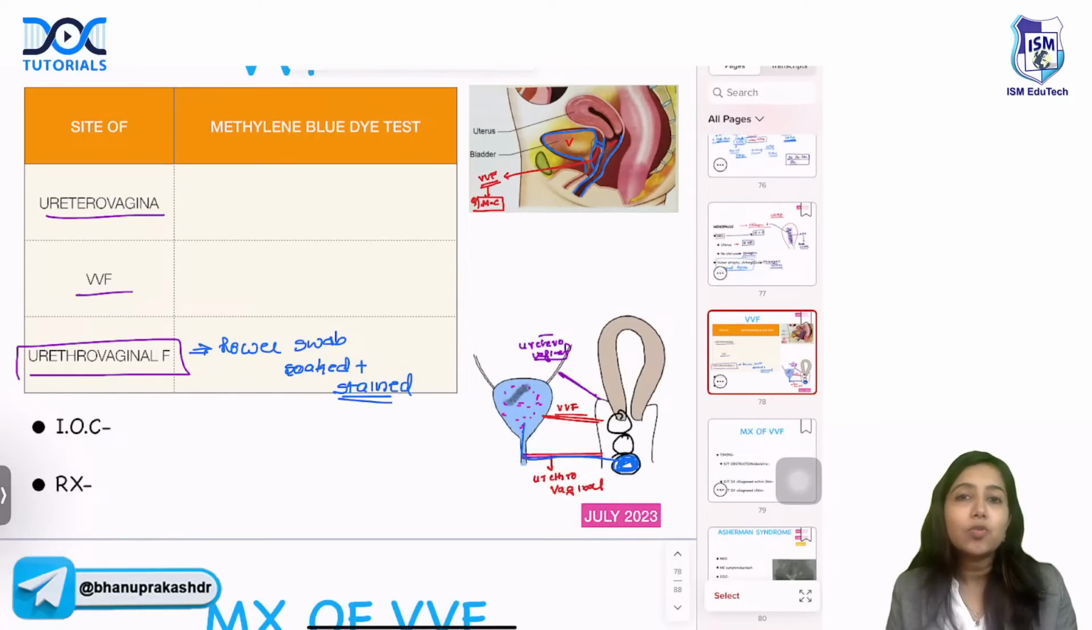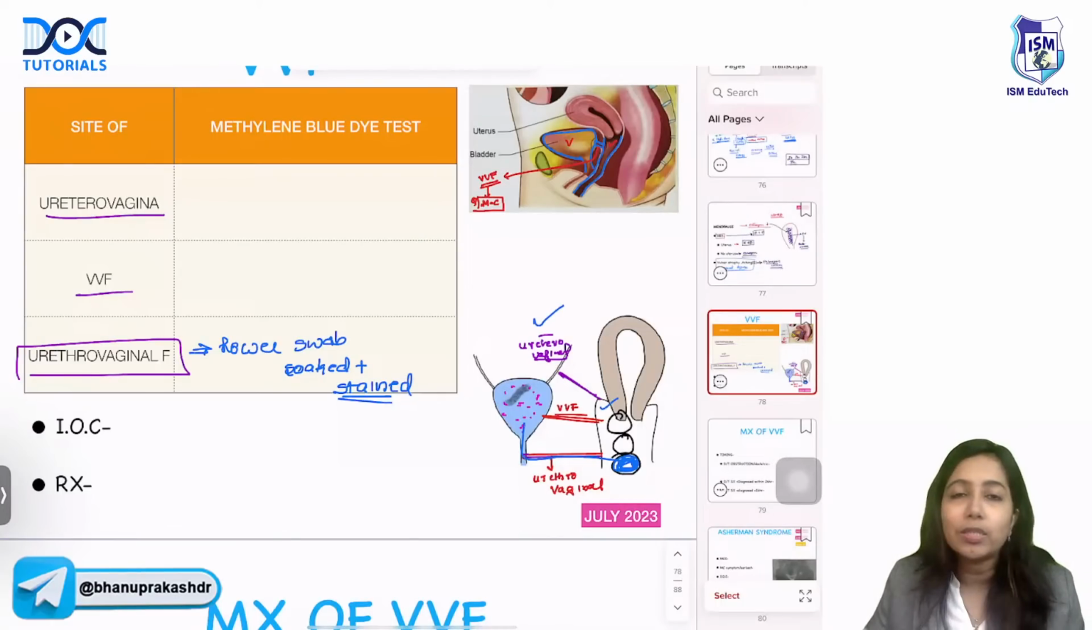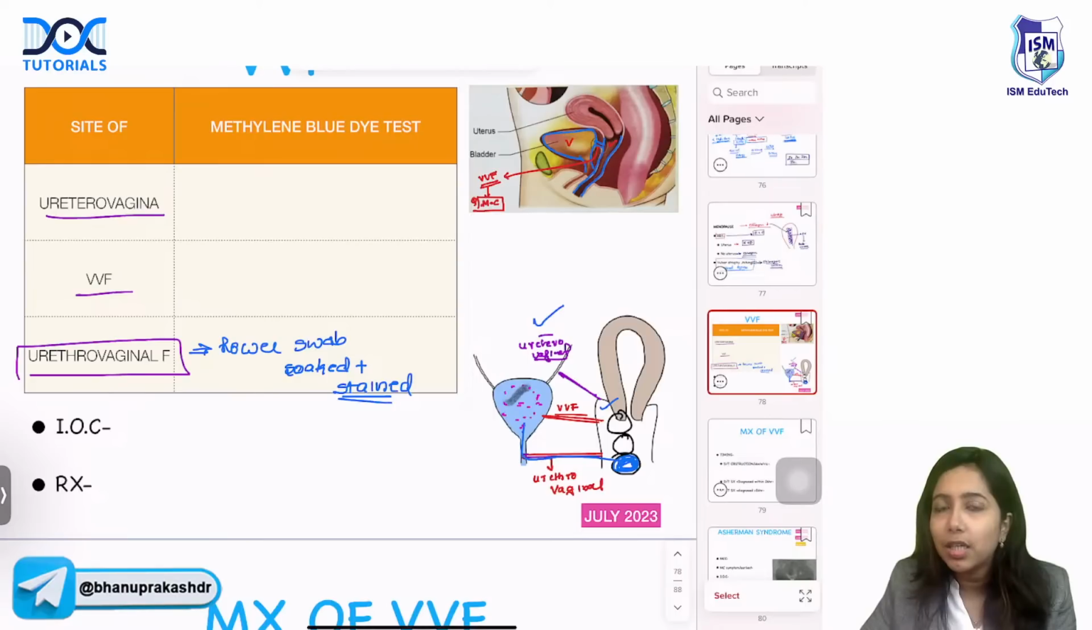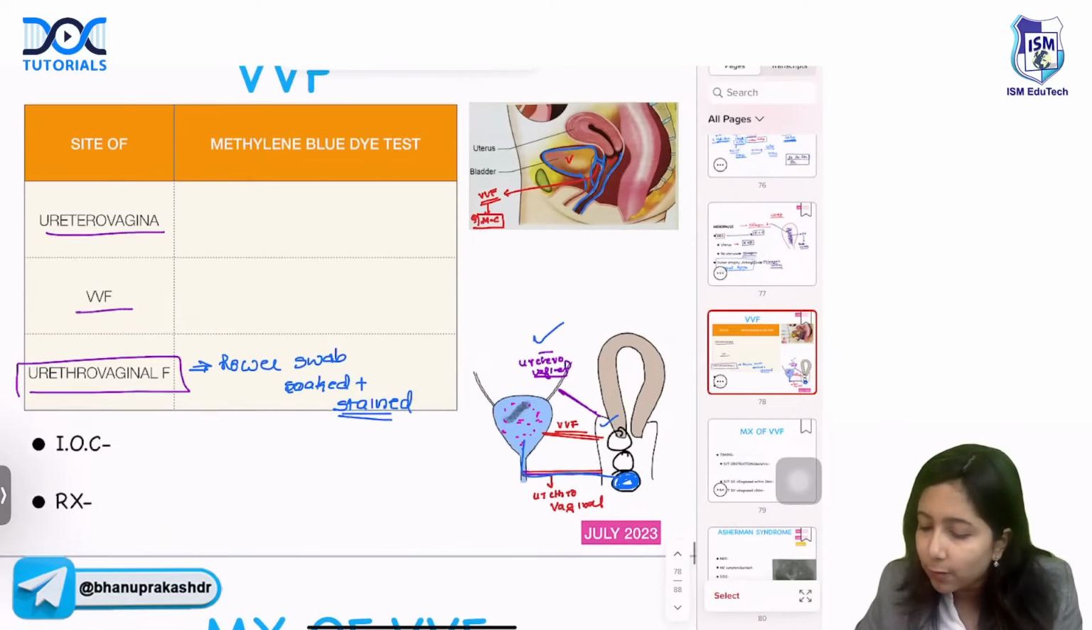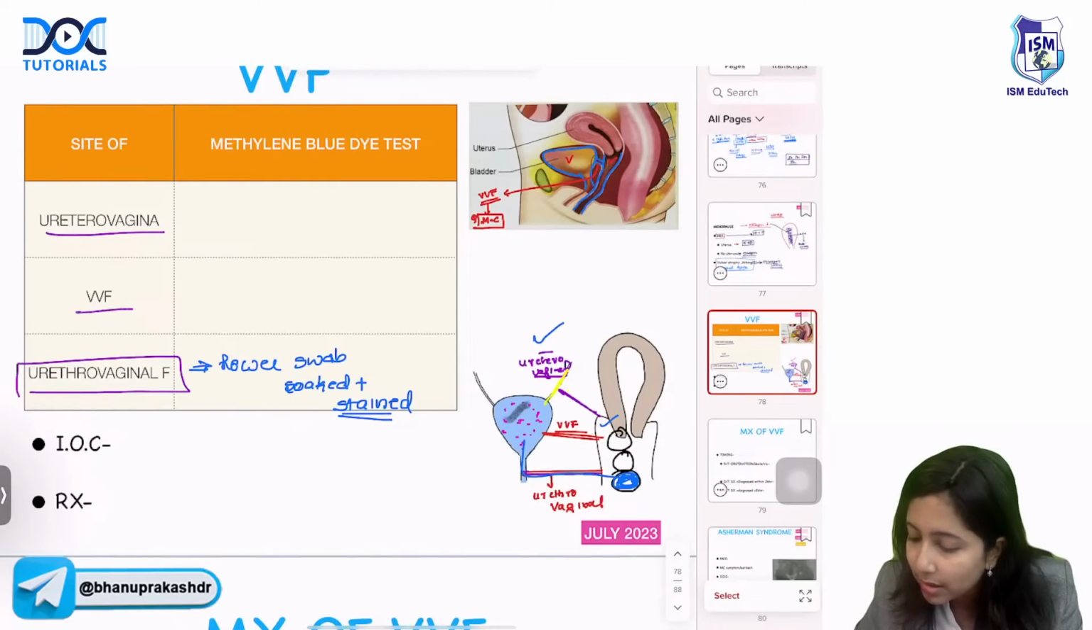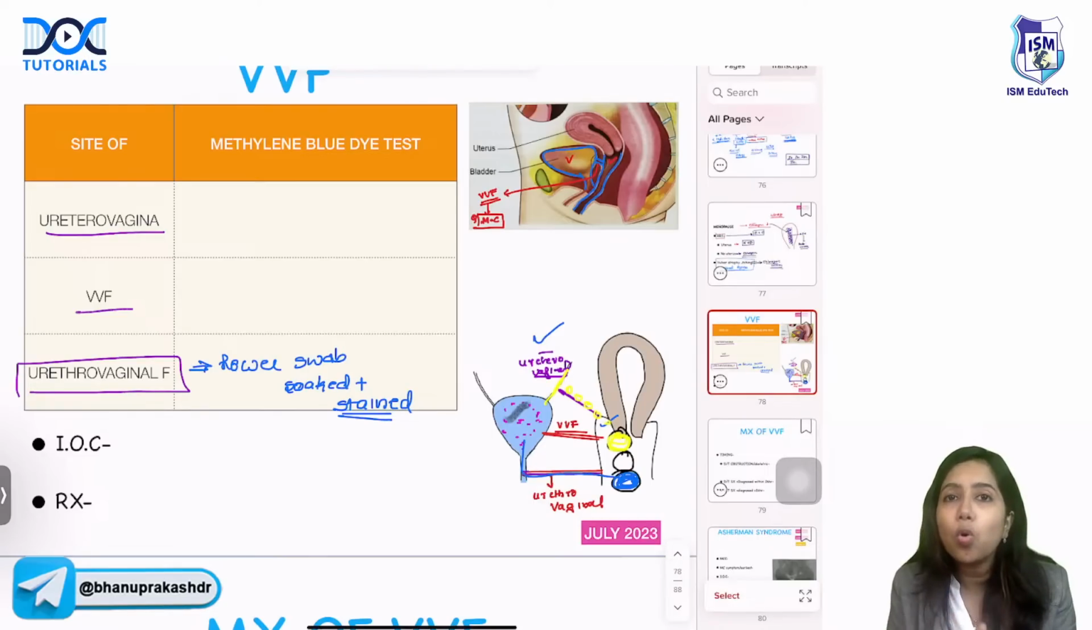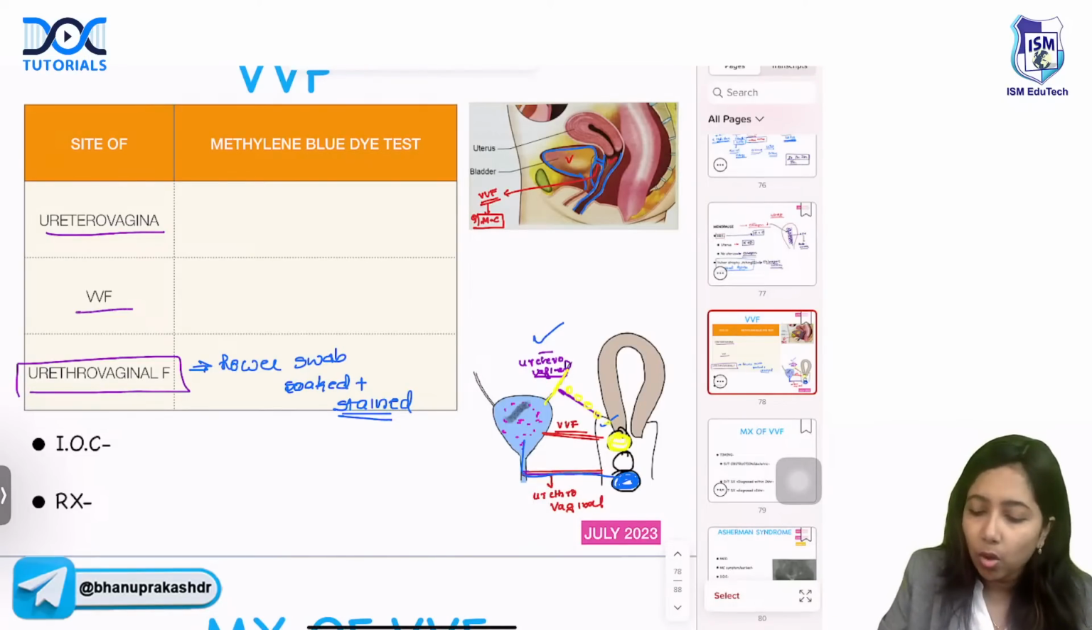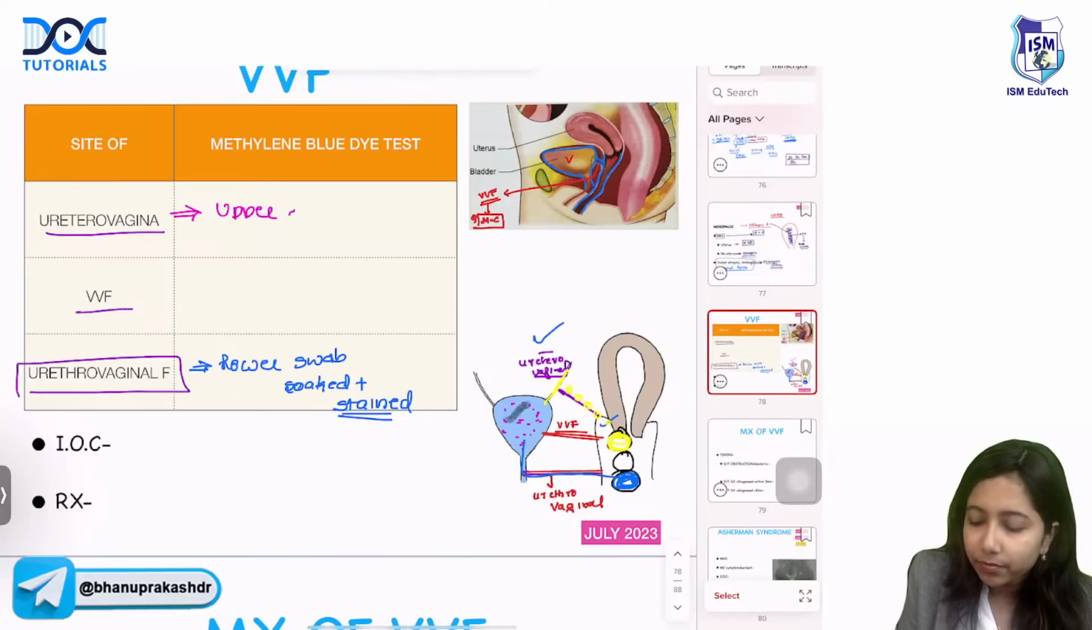All right. In the next one, let's go to the topmost one, the uretero-vaginal fistula. The connection is between the ureter and the vagina. If I inject a dye into the bladder, it is going to only fill up the bladder. It won't fill up the ureter as such. From the ureter, if there is fluid coming, suppose this is the urine going into this swab, the swab will be soaked but not stained. So the upper swab is soaked but it is not stained.